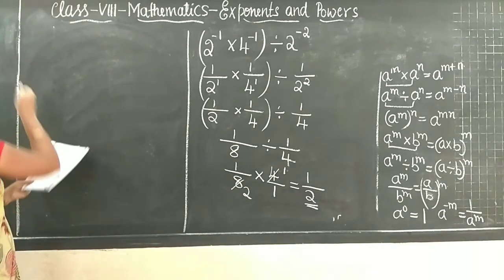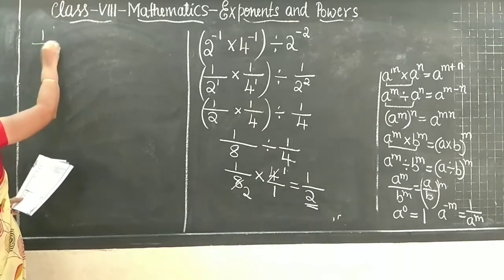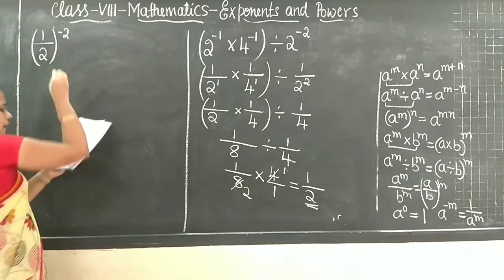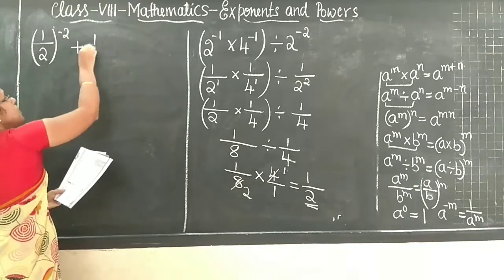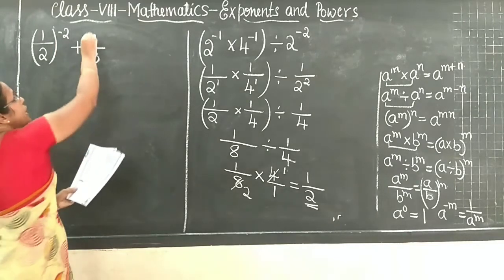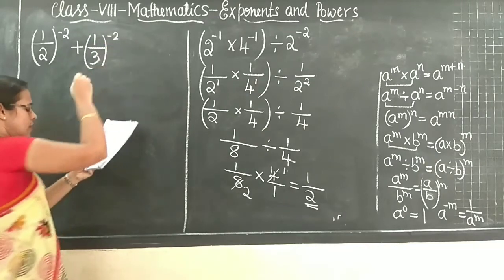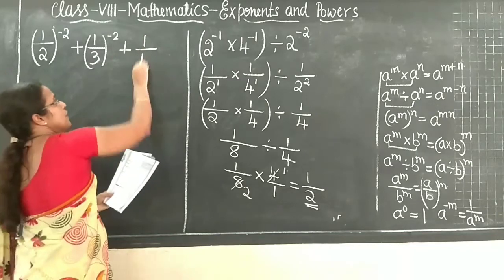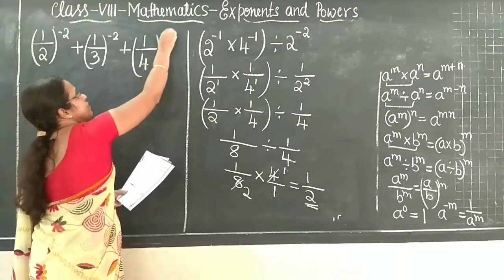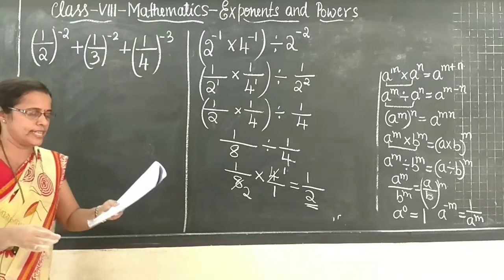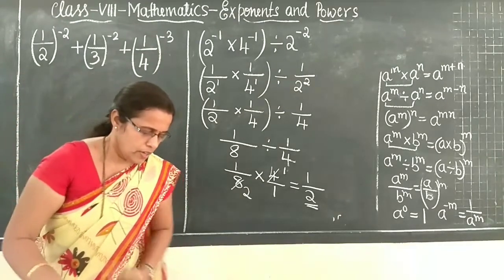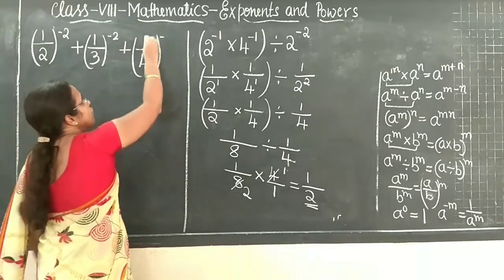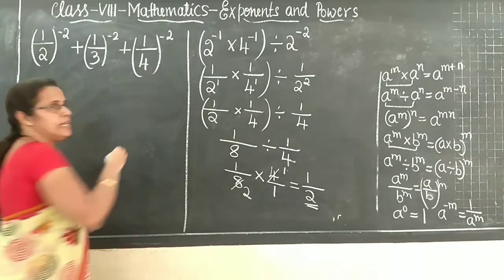Next question, write down 1 by 2 to the power minus 2, then plus 1 by 3 to the power minus 2, plus 1 by 4 to the power minus 2. Okay, so the case is like this.